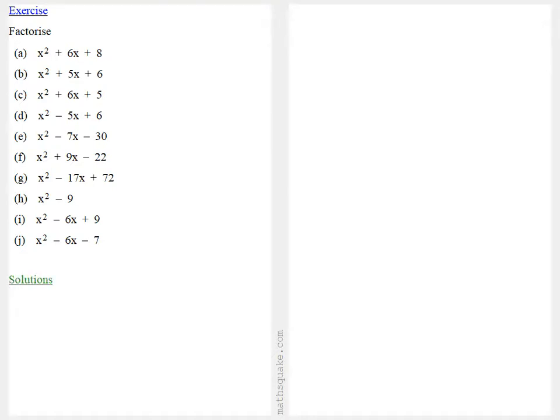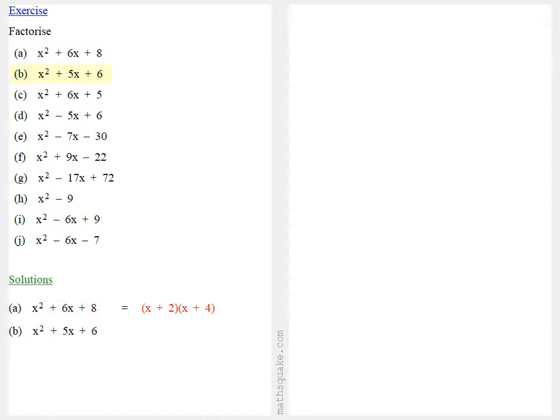Okay, question number 1. We have x squared plus 6x plus 8. Now we want two numbers that add to make 6 and multiply to make 8. That would be 2 and 4. 2 plus 4 is 6. 2 times 4 is 8. And so the factors are (x plus 2) times (x plus 4).